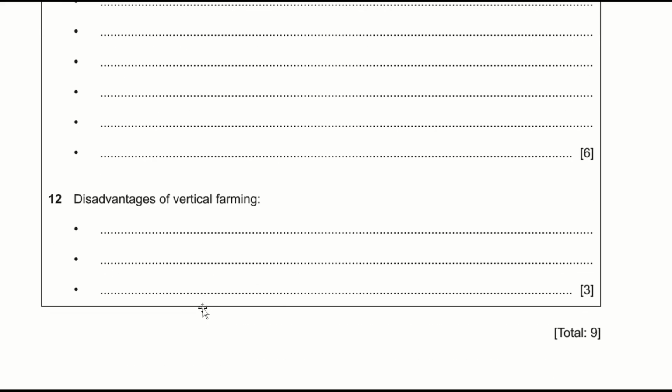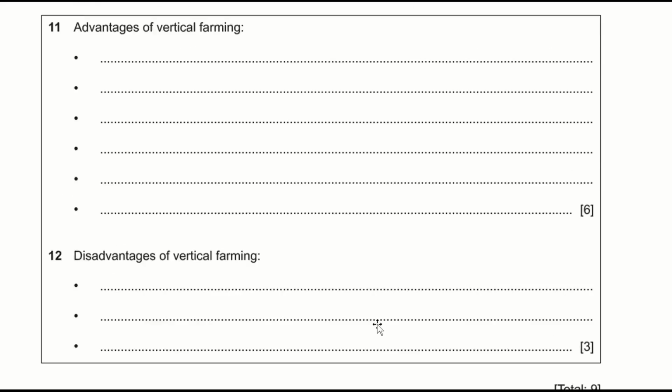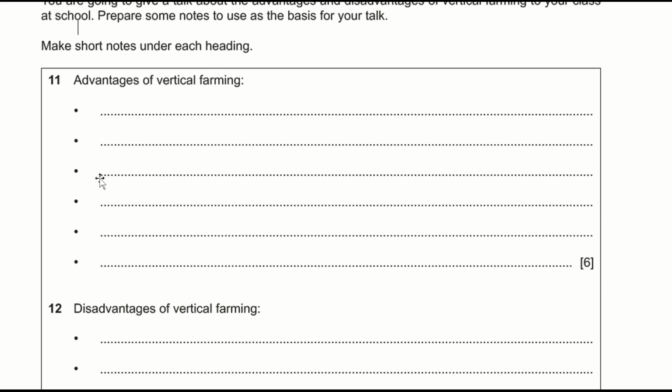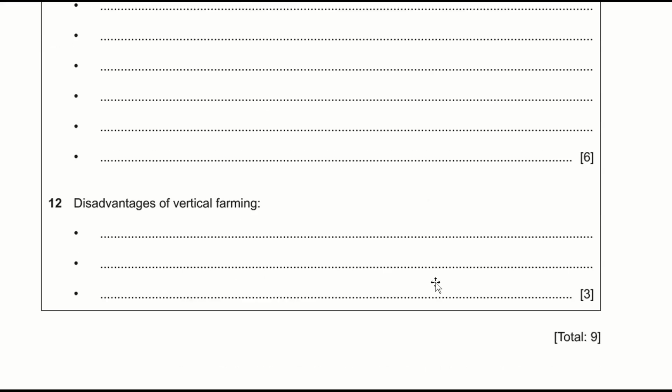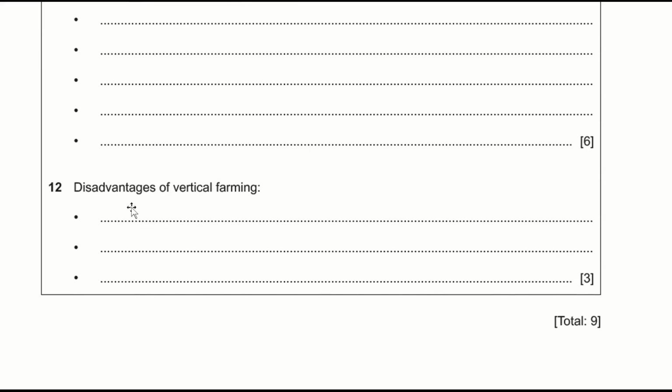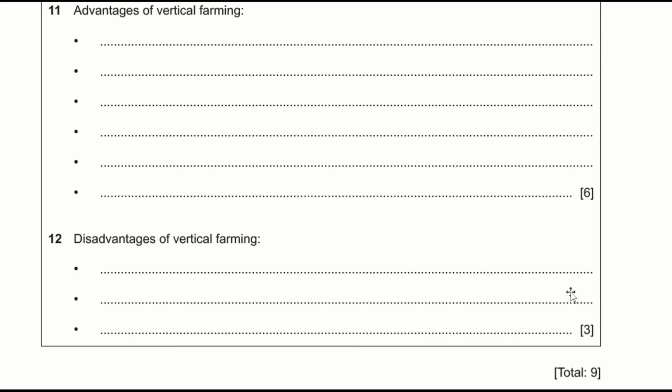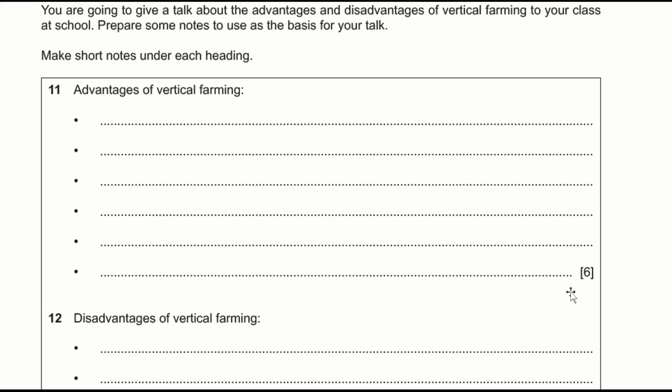Now if we look at the total number of marks, we've got 9 marks here, and you can see by the number of bullet points, we've got 6 bullet points here, and there are 6 marks. So I already know that I'm looking for 6 advantages. And the disadvantages, I have 3 bullet points and a total of 3 marks. So that's already giving me an idea of what I'm looking for in the text.